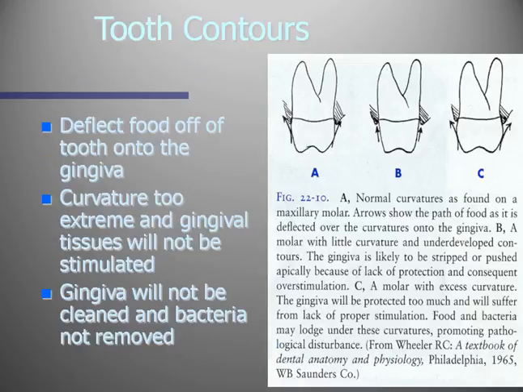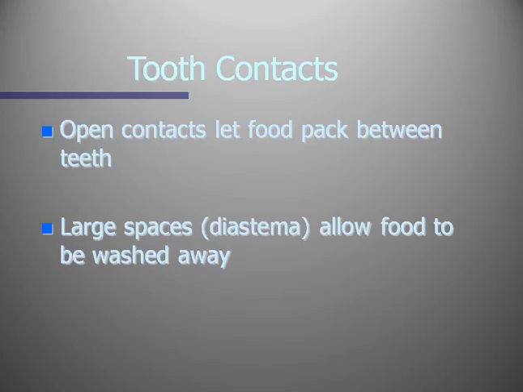Tooth contours deflect food off of the tooth onto the gingiva. If a curvature is too extreme, the gingival tissues will not be stimulated. Gingiva will not be cleaned and bacteria not removed. Open contacts between teeth allow food to pack between them. Large spaces, such as diastemas, will allow food to be washed away.